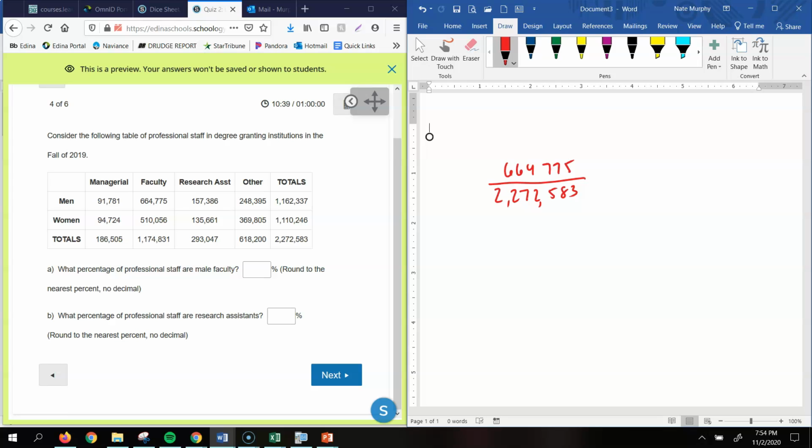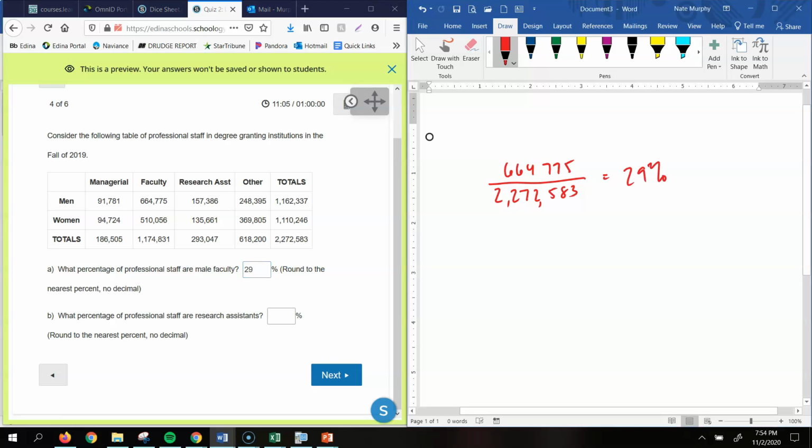So we would divide those. We get 664,775 divided by 2,272,583. And it says to write your answer rounded to the nearest percent, no decimals. So if we round that to the nearest percent, we would get 29%. So we get 29% for that one.